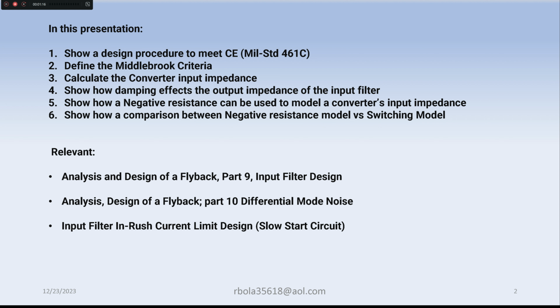I'm going to define the Middlebrook Criteria and then show how to calculate the converter's input impedance, show how the damping of the input filter affects the output impedance of the input filter, and then show how you can use a negative resistance to actually model the converter's input impedance and show how to simulate that. And then lastly, I'm going to show a comparison between the negative resistance model and a switching model, and you'll see that they're pretty close, or they're almost a match.